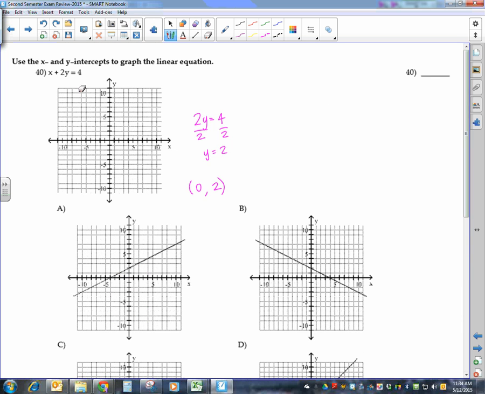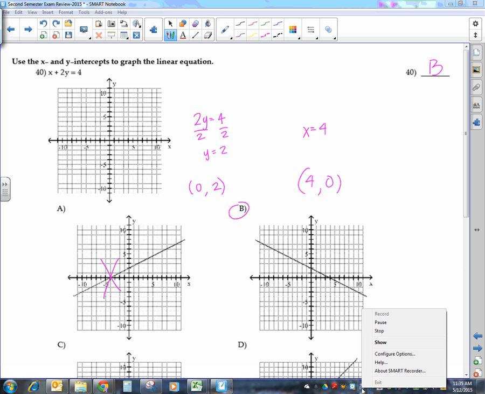Okay? So I've got to keep going, and this time I put in 0 for y. And when I put in 0 for y, x equals 4. So that doesn't go through at (4, 0). So (0, 2), (4, 0). That looks like my answer, so my answer is B. And that finishes those. If you have any questions on 21 through 40, please come see me or email me.